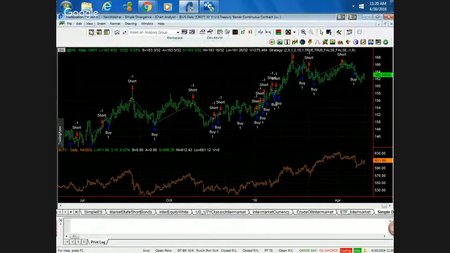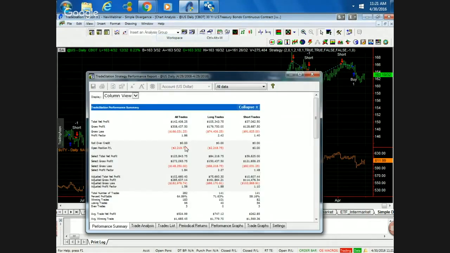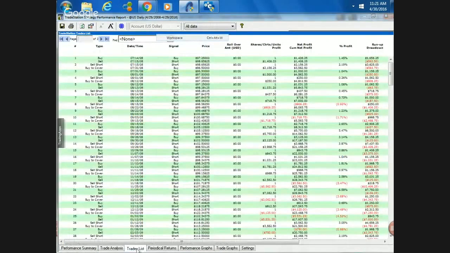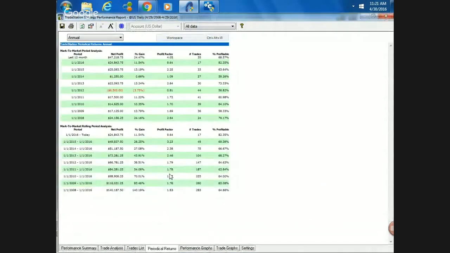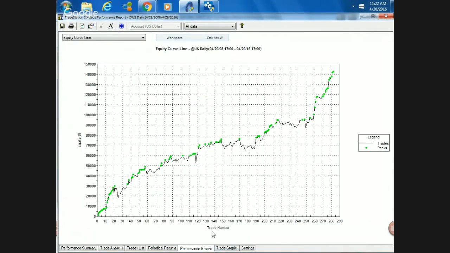So this one obviously wasn't the optimal one, but look again how great that looks. And let's look at the results. Can you maximize that so we can take a closer look? There's a trade list. Here are the annual returns. So 2012 was our big problem. Well, to me, every system can't be perfect. And there's the equity graph.